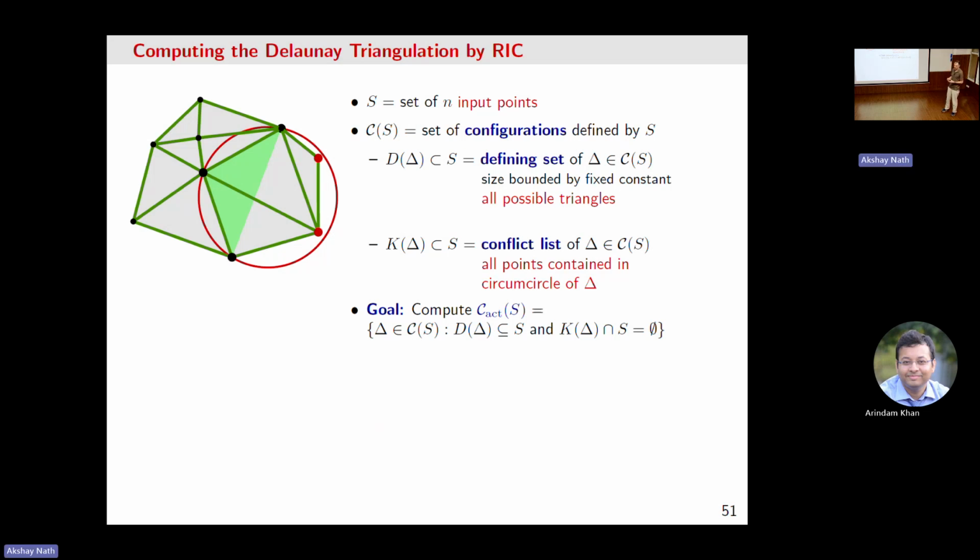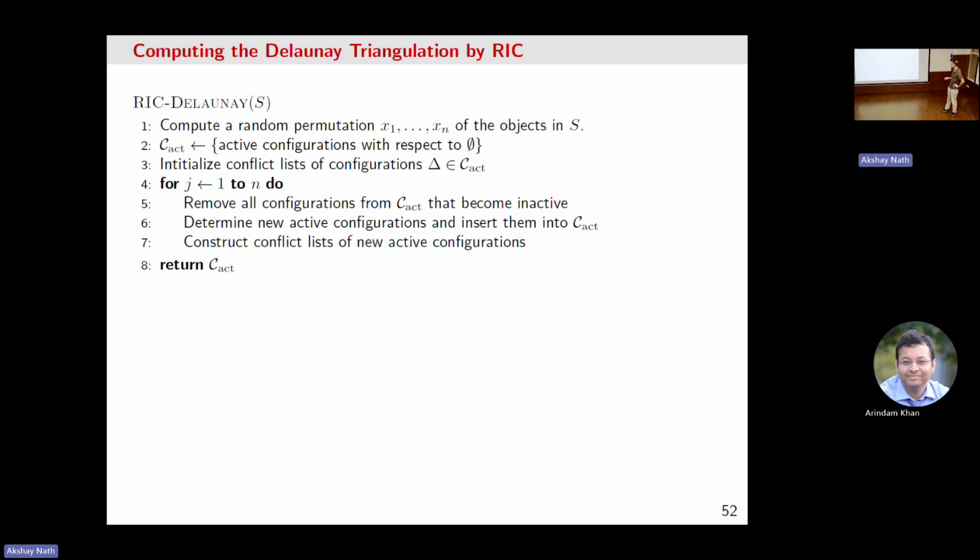And so we can now do what we did before. We start with a random permutation. We initialize. Initialization is a bit more tricky here. And then after initialization, I'm adding one by one all the points, removing the configurations, so the triangles that are in conflict with a new point, creating new triangles, and so on.